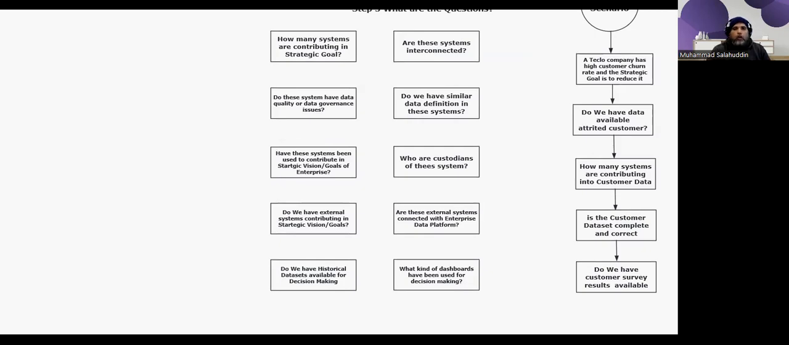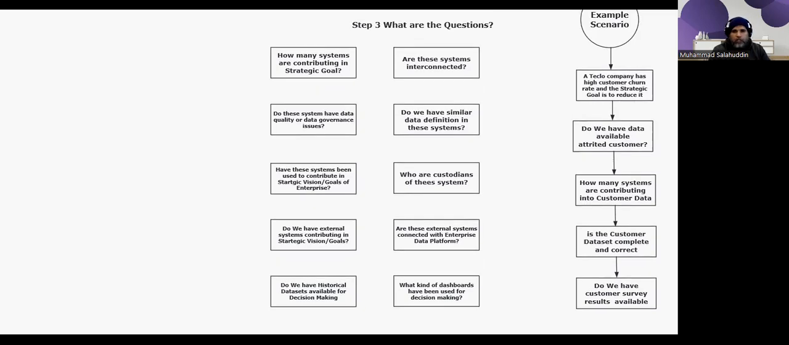Now, as we move on, once we identify these systems which are contributing to our strategic vision or goal, the next one is a bit tricky. Have these systems been used to contribute to the strategic goal of the enterprise? Why I put it as a survey, although I have already put that question in here.